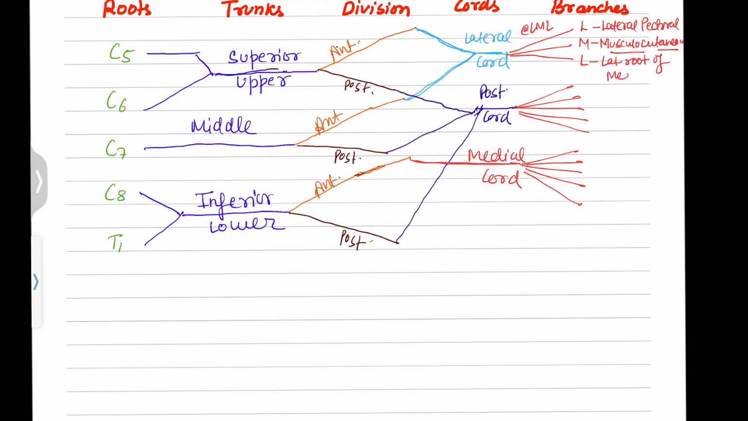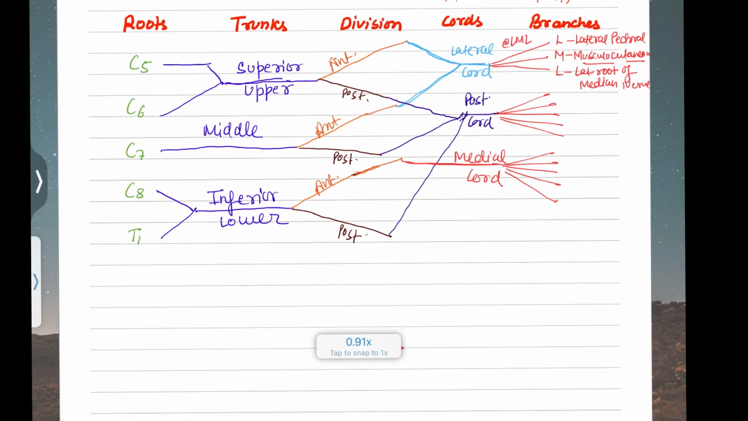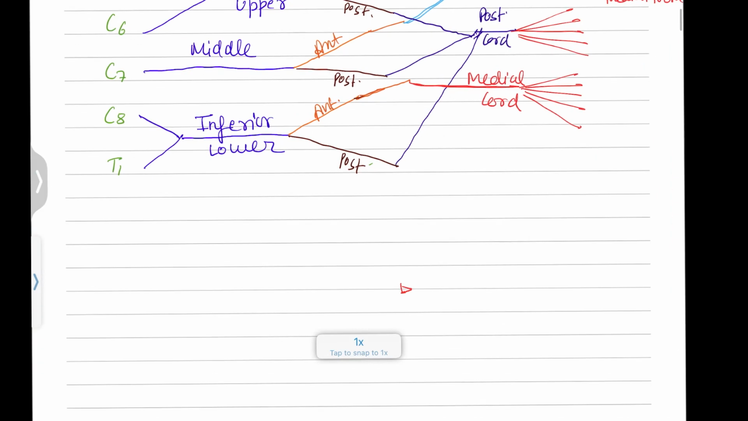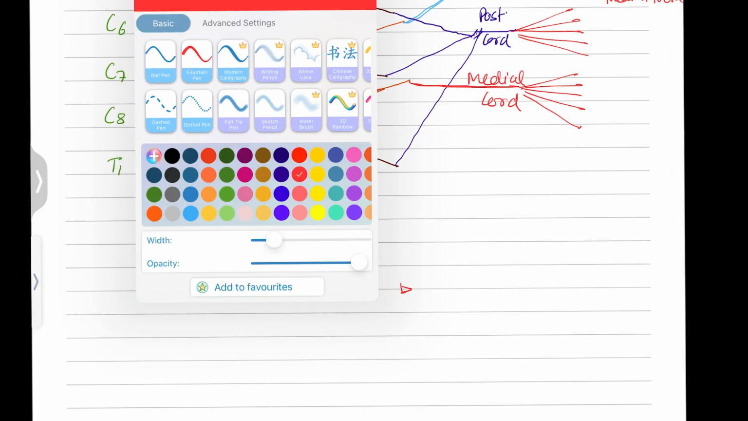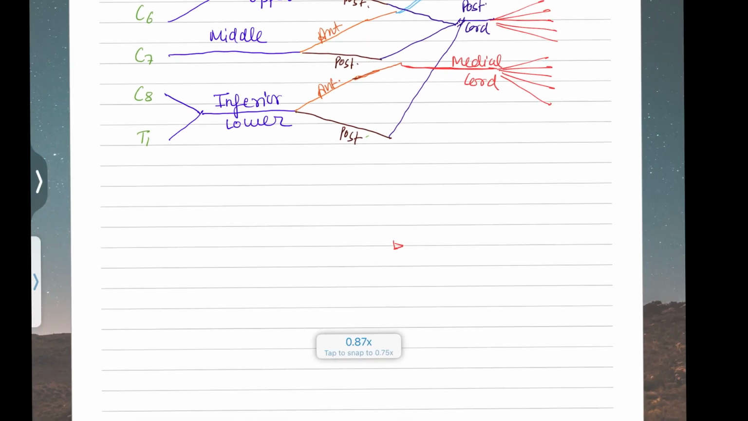the median nerve. Okay, so let me write it somewhere else because I don't think the place is sufficient enough. So yeah, let me write it somewhere else. Okay, so the lateral cord will give 3 branches, 1, 2 and 3. The first one would be the lateral pectoral nerve. The second one would be the musculocutaneous.